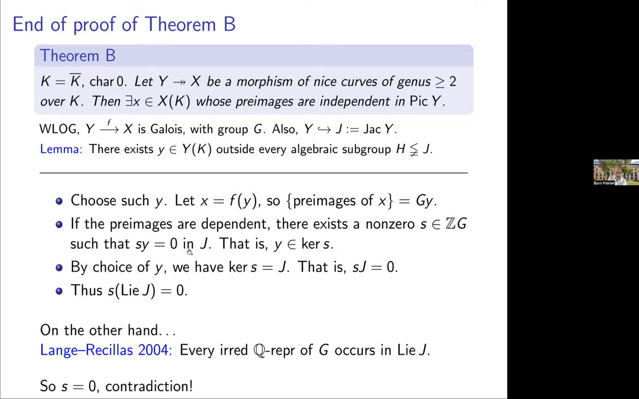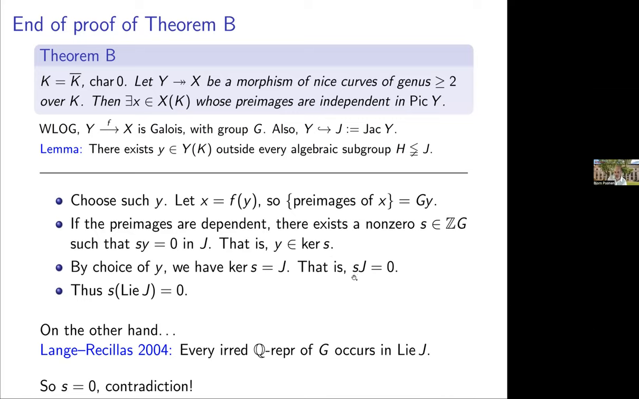If you have this group ring element S and SY is equal to zero, that's the same as saying that Y is in the kernel of S, if I think of S as an endomorphism of the Jacobian, which is just a Z-linear combination of the endomorphisms given by the elements of the group G. All right, so Y belongs to the kernel of S. But the kernel of S is an algebraic subgroup of J. And Y was chosen so that it did not belong to any of the algebraic subgroups of J, except of course the whole J itself. So the only way this can be true is if the kernel of S is actually the whole Jacobian.